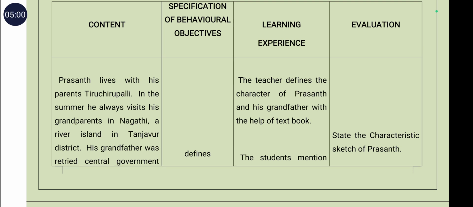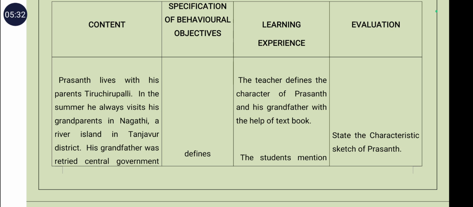In the specification, you are going to list out some 5 or 6 objectives. All the objectives you have mentioned on page number 2 should be mentioned here as specification. The first word you have used is a verb, right? All those verbs should be used again here as specification, the same verbs and in the same order. And then learning experience.